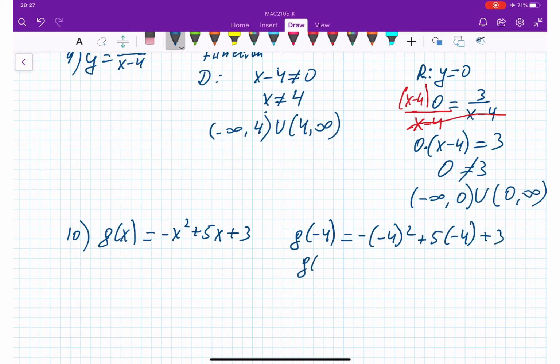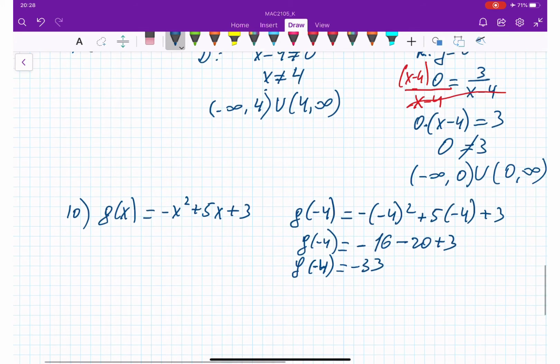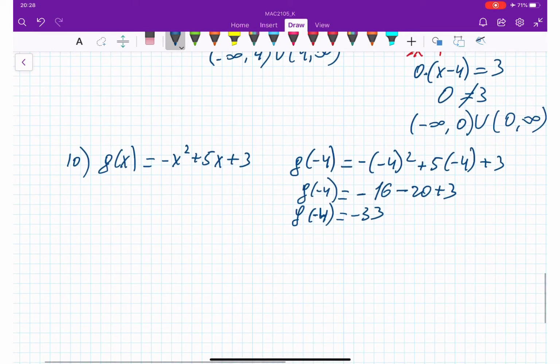So g of negative 4 is equal to negative 4 squared is 16, so we'll get negative 16 here. And 5 times negative 4 is negative 20, plus 3. Okay, negative 16, negative 20, negative 36, and plus 3 will be negative 33. Okay, so how do we read it? When x is equal to negative 4, g of x is going to be negative 33. Number 11.